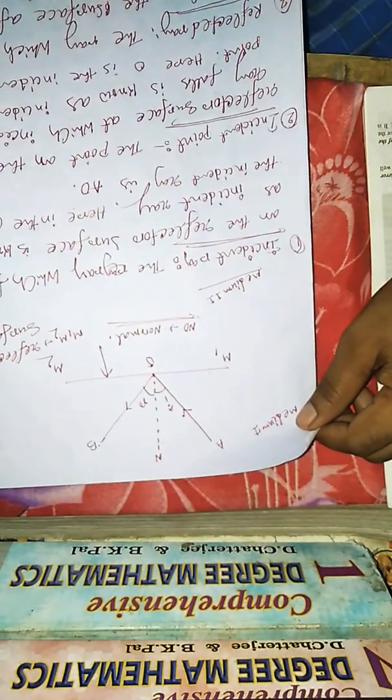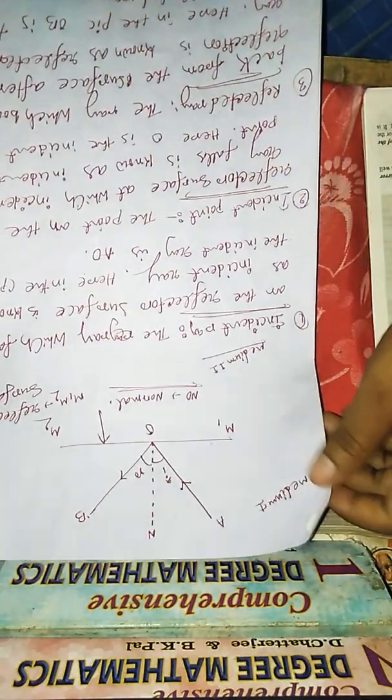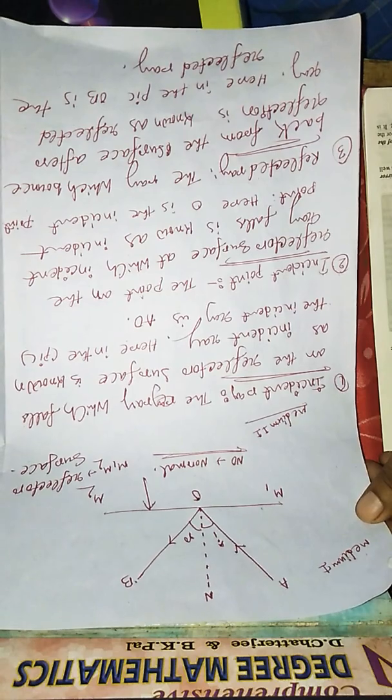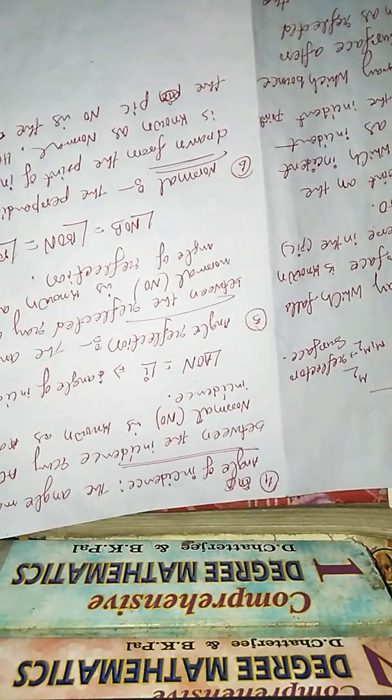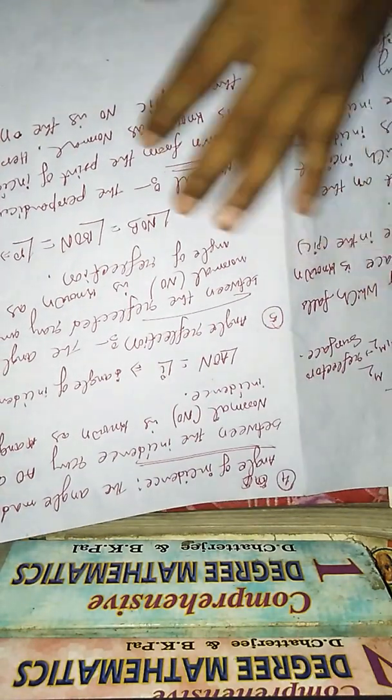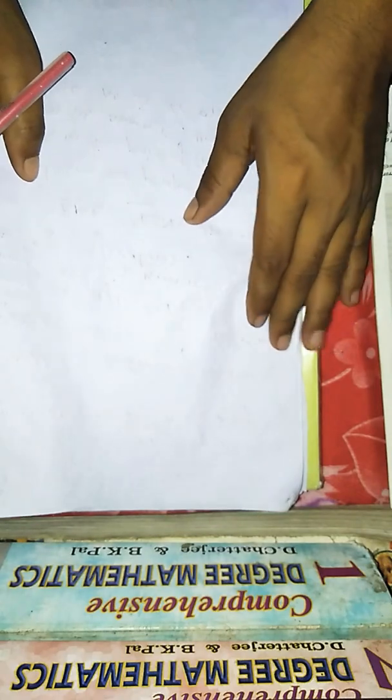These all terms are associated with the reflection of light. Now we are going to discuss the two very important laws which are related to the reflection of light.